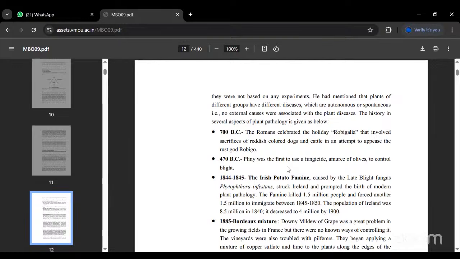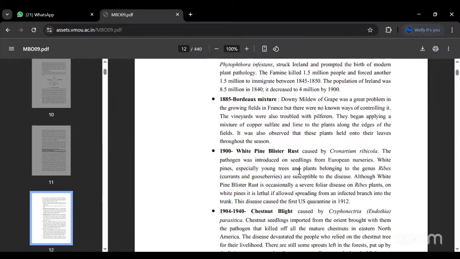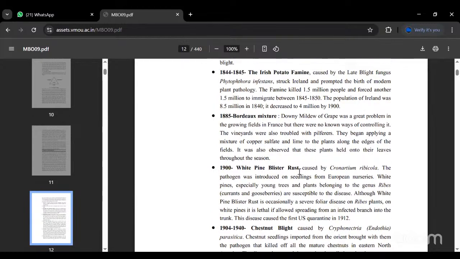The famine killed 1.5 million people and forced another 1.5 million to emigrate between 1846 and 1850. The population of Ireland at that time was 8.5 million.